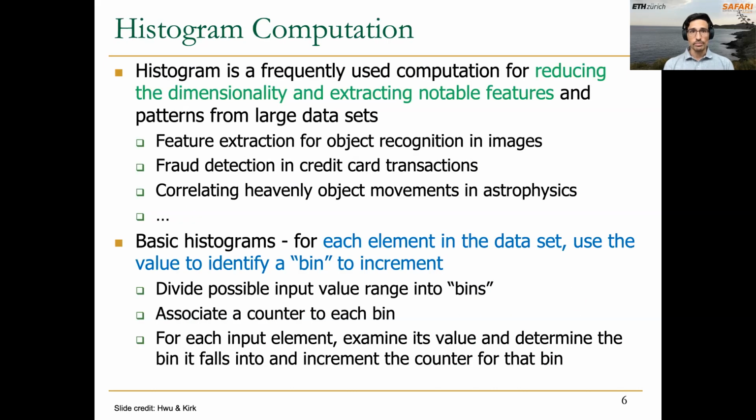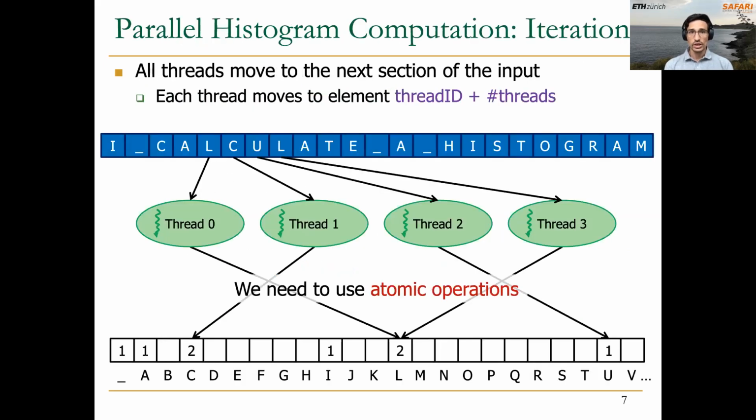The next parallel pattern that we covered is histogram computation, a frequently used primitive for reducing the dimensionality and extracting notable features of the data sets. We discussed histogramming and the applications where we can find it, typically in image and video processing. Remember that what we do in histogram is access the input data, and based on the value that we read from the input data, we update one bin or counter in the output histogram.